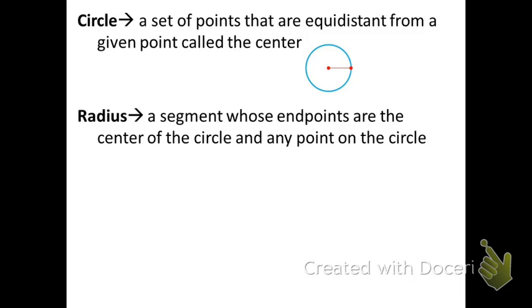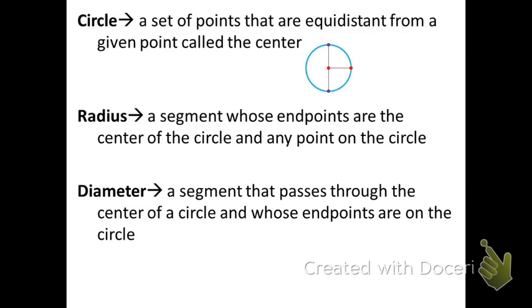The radius is a segment whose endpoints are the center, so the center here, and any point on the circle. So right there on the circle. We can have multiple radii. They're all the same length, so no matter where we draw it, as long as our endpoint is out of the center and somewhere on the circle, those are all exactly the same.